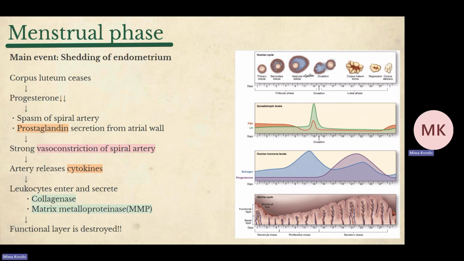Leukocytes then begin secreting enzymes such as collagenase and matrix metalloproteinase. You don't have to memorize the names of these enzymes, but you can tell they're enzymes that destroy collagen and protein, respectively. Finally, the functional layer of the endometrium is destroyed.